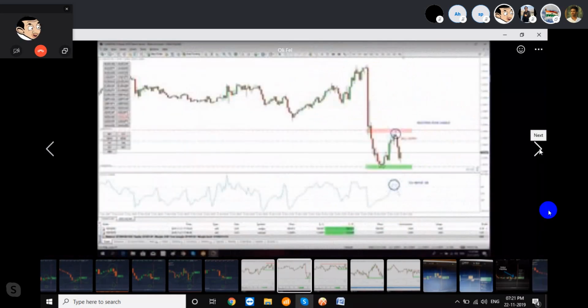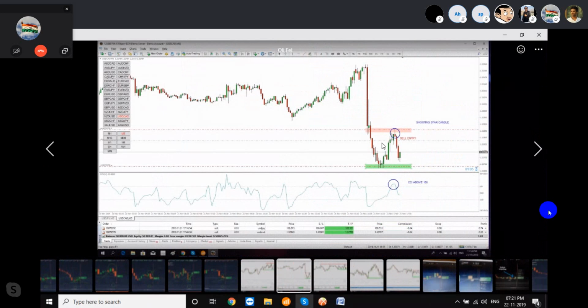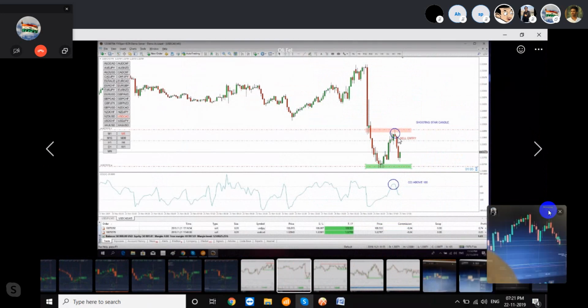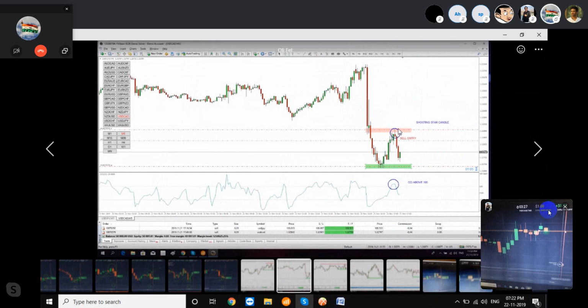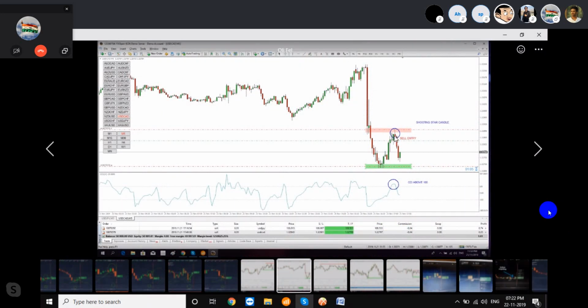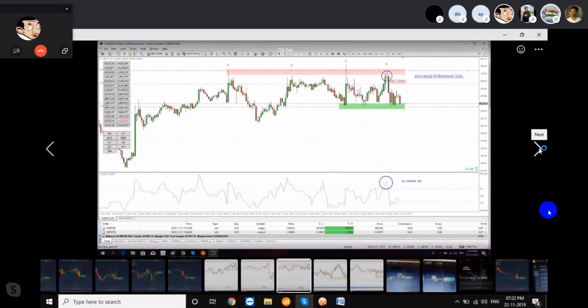Okay, so again, what's happening here? Shooting star? I can't say whether it's a shooting star or not. I'm so sorry, it's very small actually, so I can't even see what's happening here. Getting my point, right? Okay. Next time I will make it bigger.